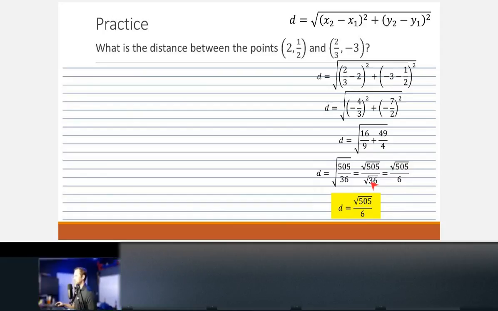denominator. The square root of 505, this does not simplify further. The factors of 505 are just 5 and 101. And 101, I believe, is a prime number. So this does not simplify further than what you see here. The square root of 36 is 6. So that is your final answer.